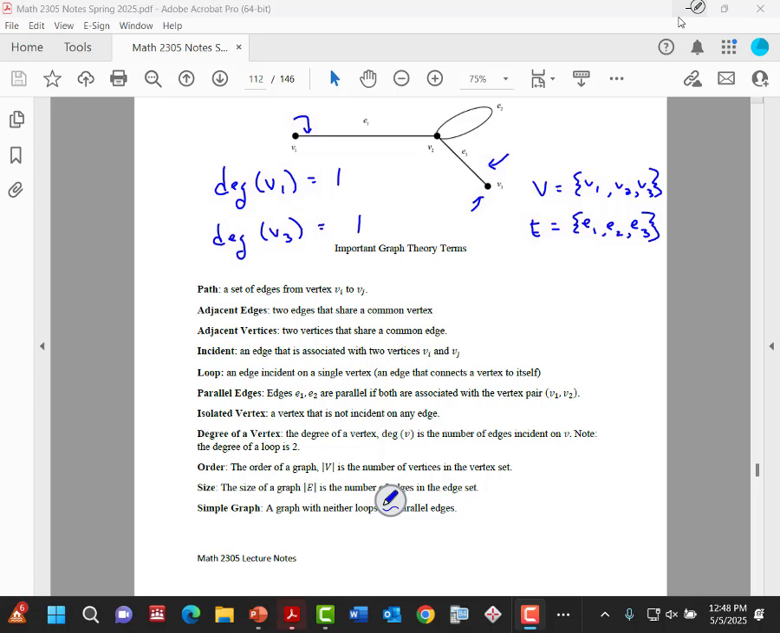Now, what about the degree of vertex 2? Well, let's count.